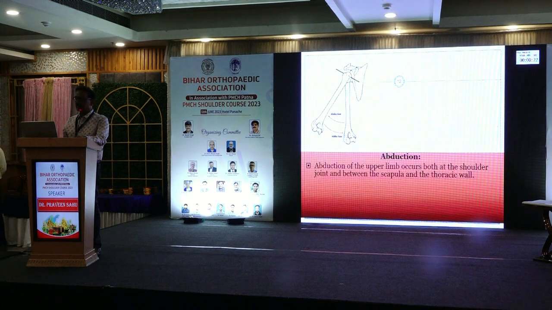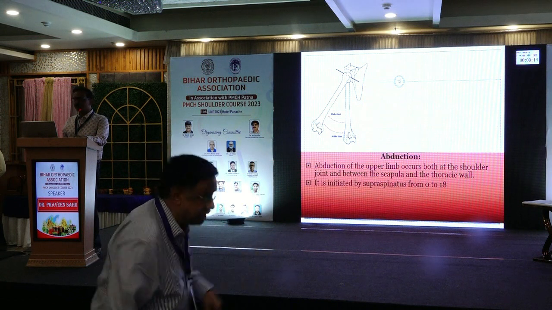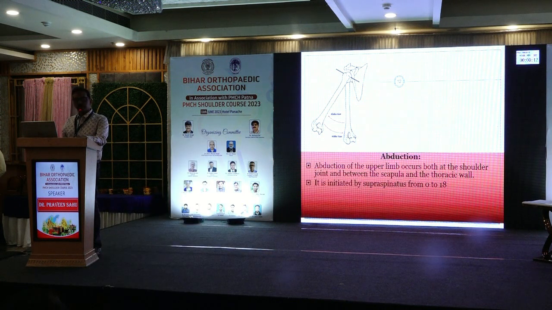Abduction of the upper limb occurs both at the shoulder joint and between the scapula and the thoracic wall. It is initiated by the supraspinatus muscle. The first 15 degrees of abduction is done by the supraspinatus muscle. Later on it is mainly taken over by the deltoid.